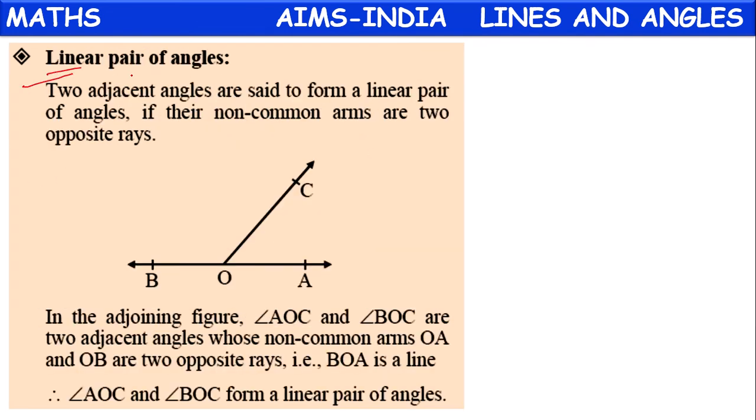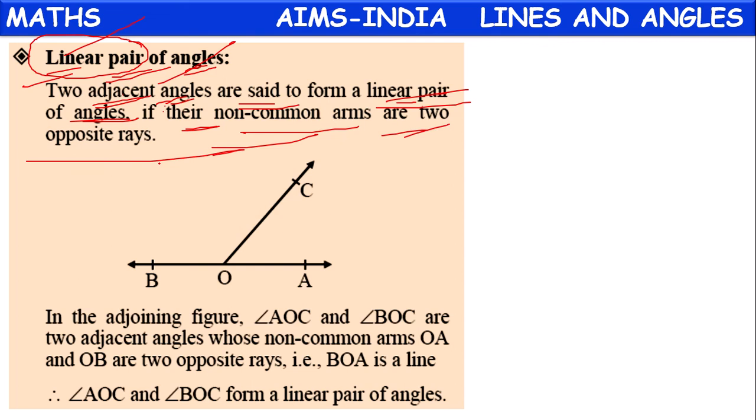Next one, linear pair of angles. Linear pair of angles also belong to the category of adjacent angles. But they have one more special feature. That's why they are called linear pair. So, two adjacent angles are said to form a linear pair of angles if their non-common arms are two opposite rays.